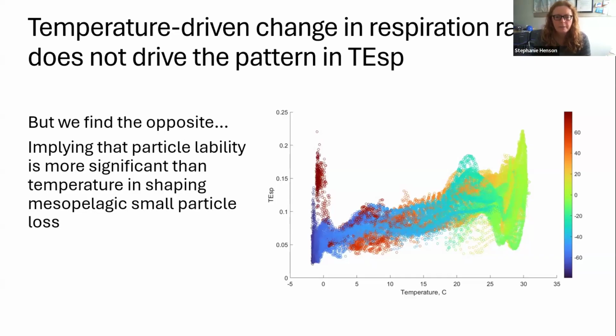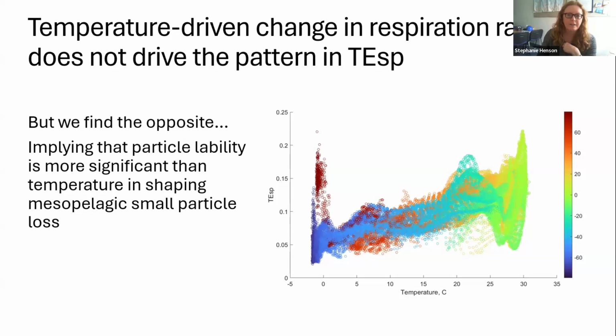So that, again, to us, is another bit of circumstantial evidence that perhaps particle lability could be significant as well when it comes to shaping mesopelagic small particle loss. In fact, it looks like temperature probably isn't the main driver, because otherwise we would see that negative correlation, which we don't see, or at least it's not obvious.